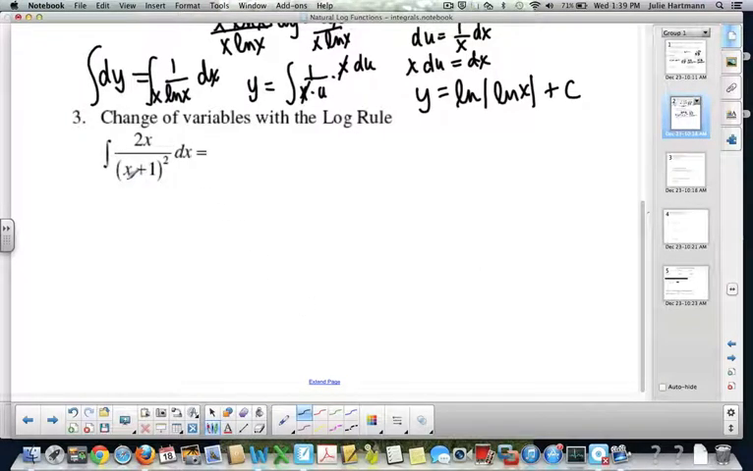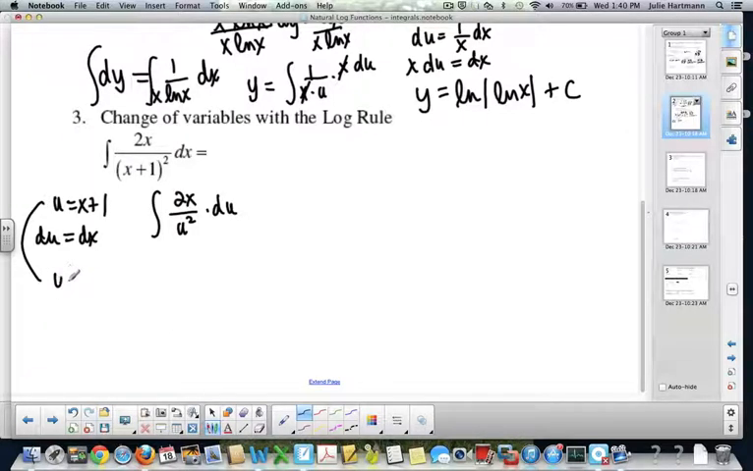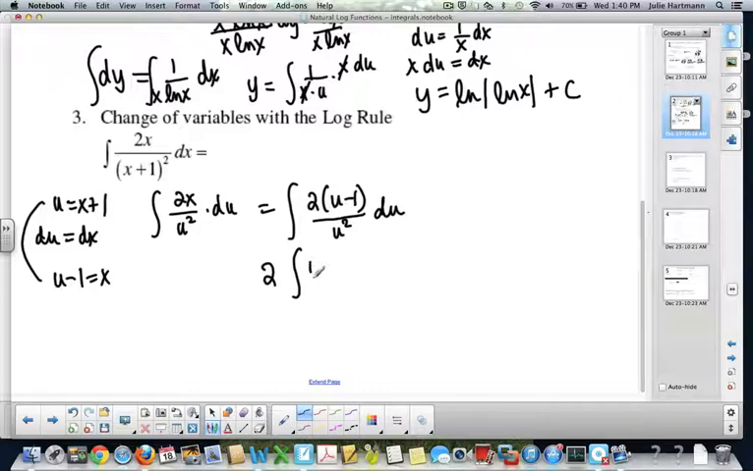So change of variables. This one right here. Again, looking at what that is, I'm not really sure. I'm going to start with u equals x plus 1. Okay, so du is just dx. Doesn't help me out because now I have 2x over u squared times du. So take this, u minus 1 equals x. So I have the integral of 2 times u minus 1 over u squared du. I'm just going to move the 2 outside.